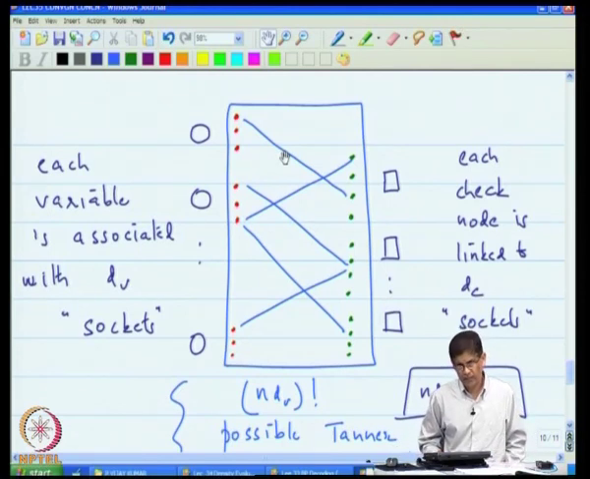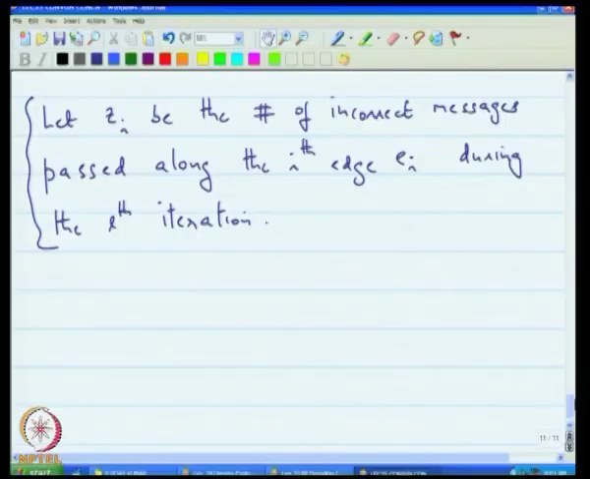Now, you might say, what does that mean? After all, there is only one message that is passed. What do you mean by the number of messages? Well, that is true. So, the number of incorrect messages passed along an edge during the lth iteration is either 1 or 0. Okay, so, it is just a 0 1 function. It is 1 if the message is incorrect, and that happens with a certain probability. Okay, so, that is what we are interested in. So, the Zi take on values 0 or 1. So, let us mention that as well.